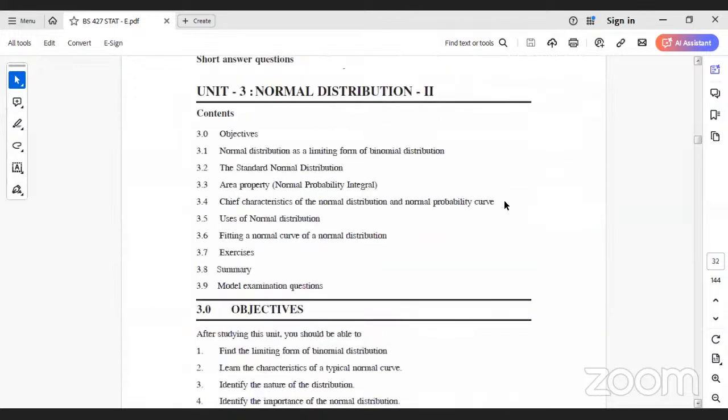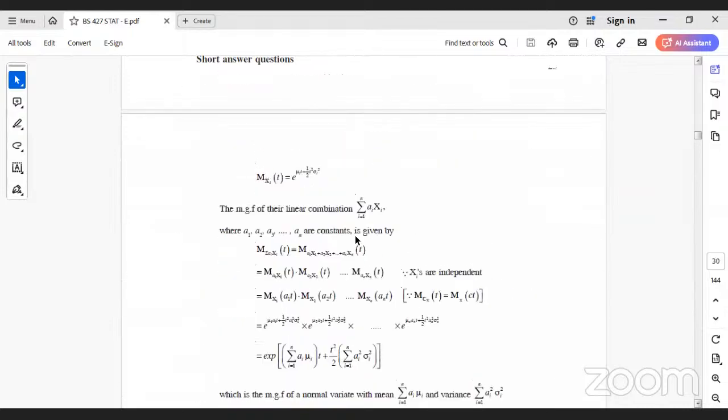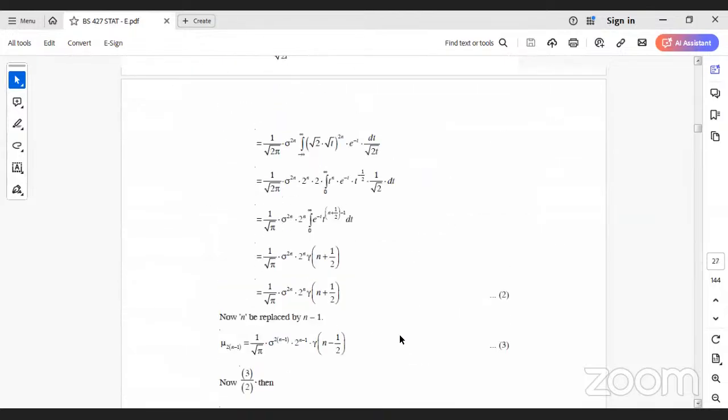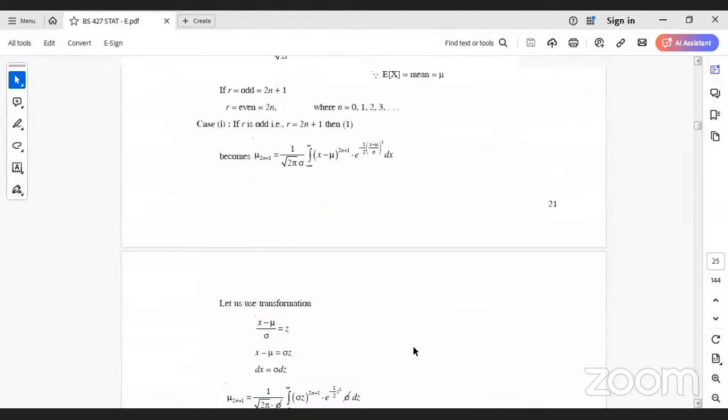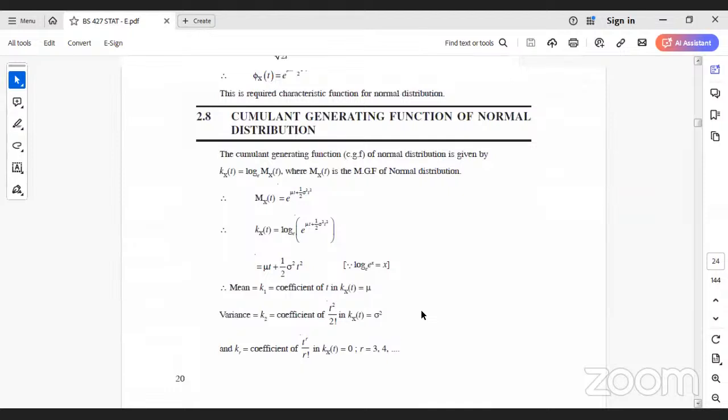Yes, sir. Sir, could you explain the normal 2.8 one more time? 2.8, page number 20, sir. See here, again, this one you have to explain. Yes, sir.